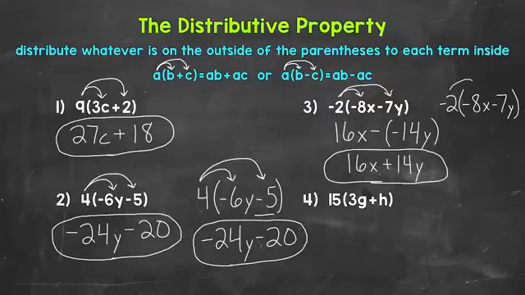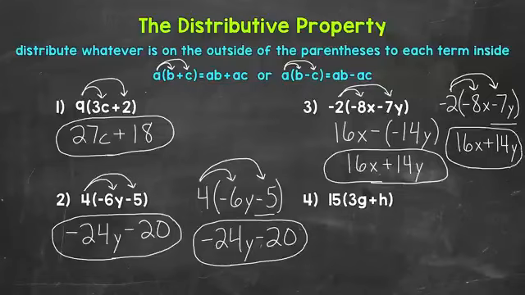And then we can distribute that -2 to the -8x, and then we can distribute that -2 to the -7y. So we are including that sign in front of the term. -2 times -8x gives us 16x, and then -2 times -7y gives us a positive 14y. So plus 14y. So we get the same thing there as well.